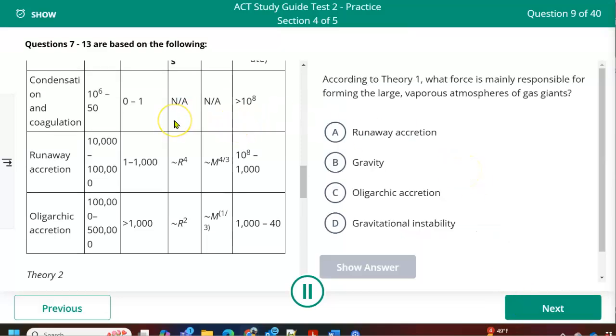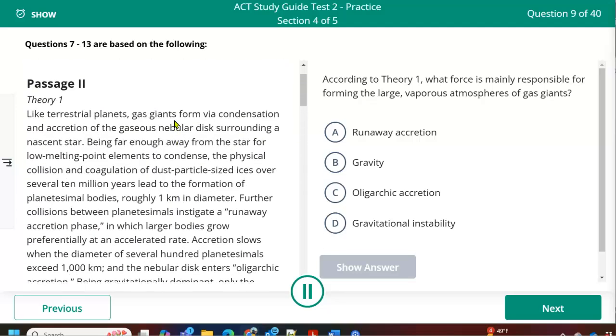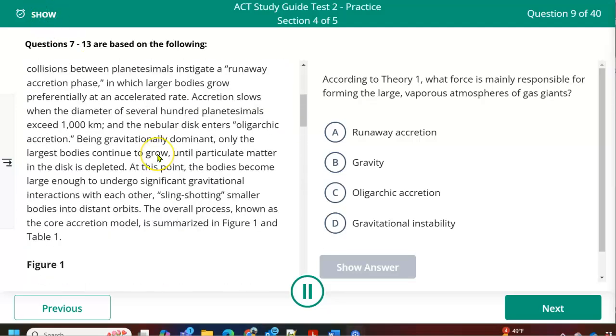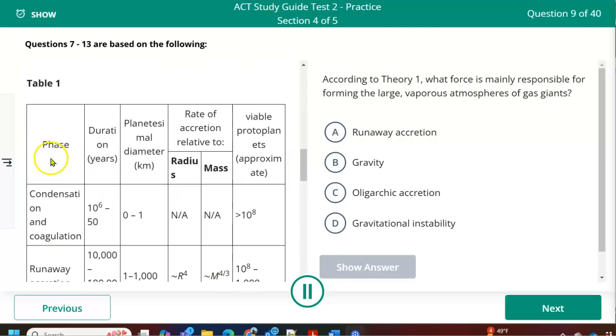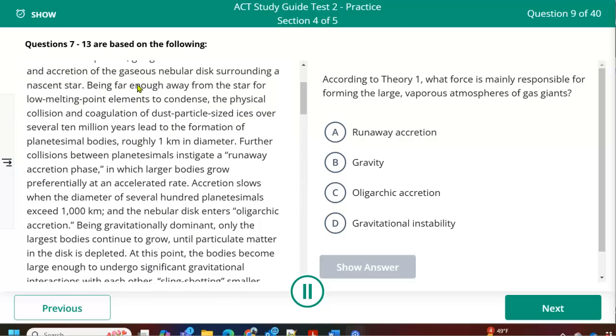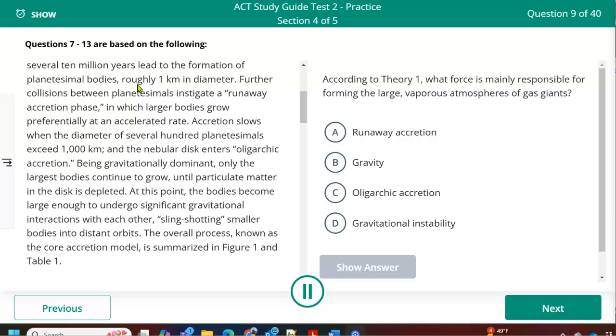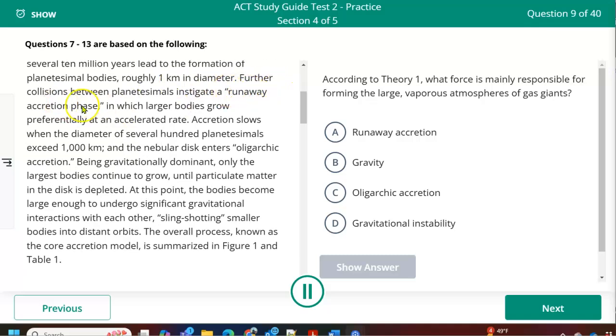According to theory 1. Okay, so now we might have to go back and read a little bit here. All right. Well, this is a little bit tricky here, but what force is mainly responsible? Now, note that runaway accretion and oligarchic accretion are phases, right? Does it say that here? Phase. They're not forces, they're phases. Sort of sounds the same, but it's not the same. It says it up here too, runaway accretion phase. So we need some kind of force.